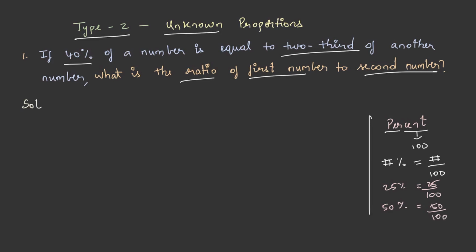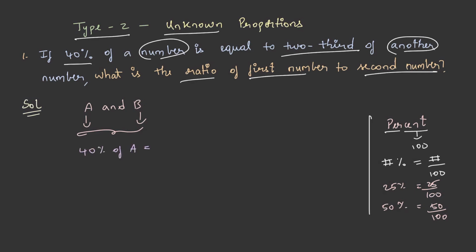Now we shall try to solve this question. 40% of a number is equal to 2/3 of another number. So let's take the two numbers as A and B. If 40% of A is equal to 2/3 of B, this statement is sufficient to build an equation. Therefore, 40% of A is equal to 2 by 3 of B.